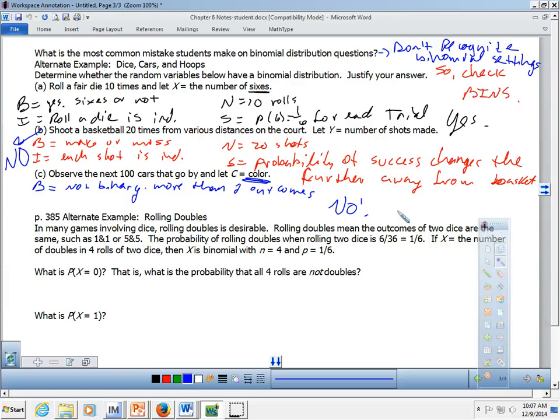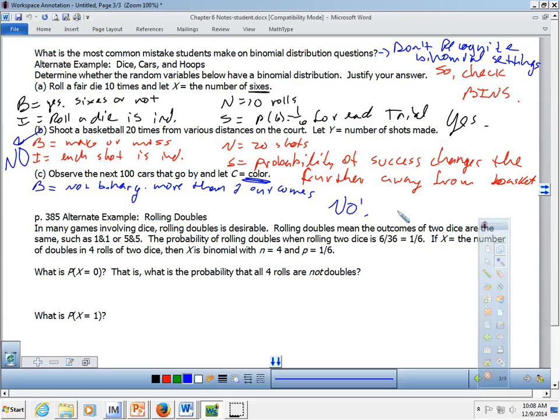A lot of research does show that each shot is independent of each other. Although, being a basketball player, it's hard for me to understand that. But anyway, we'll go with the research. And then the number of trials is set at 20. However, the closer you are to the basket, the more likely you are to hit the shot. So your probability of success breaks down.